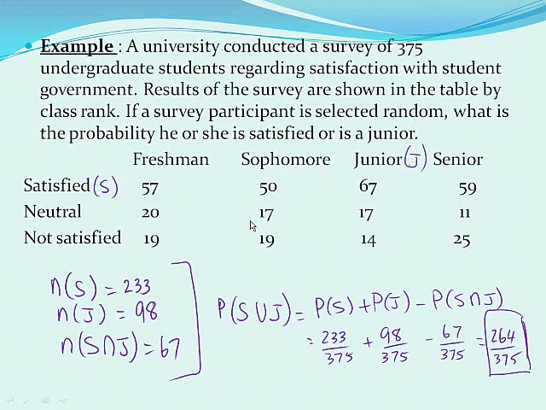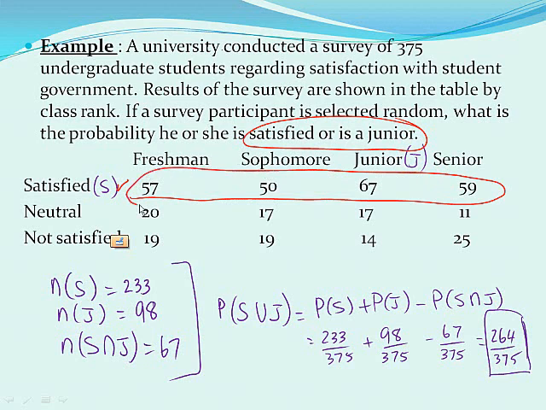A university conducted a survey of 375 undergraduate students regarding satisfaction with student government. Results of the survey are shown in the table by class rank. If a survey participant is selected at random, what is the probability that he or she is satisfied or is a junior? So the event is satisfied or is a junior. So we can take yes for the event of the student being satisfied, J being the event of the student being a junior. So we have the number of outcomes in yes will be the addition of all those numbers, which is 233. The number of outcomes in J will be the addition of this column here, which will be 98. And they do overlap at 67. So that is the intersection count. Satisfied and junior will be 67.